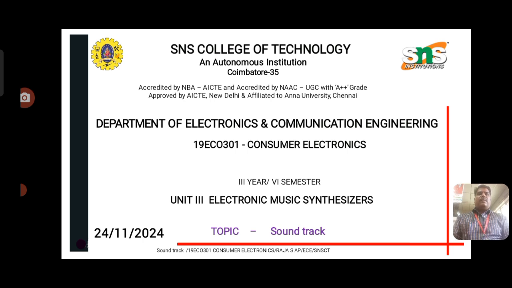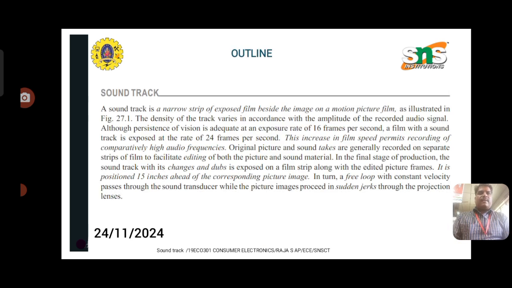Now in this video, we are going to see the importance of the soundtrack. The soundtrack is a narrow strip of exposed film beside the image on a motion picture film, as illustrated in the next figure. The density of the track varies in accordance with the amplitude of the recorded audio signal. Although precision of vision is adequate at an exposure rate of 16 frames per second, a film with a soundtrack is exposed at 24 frames per second. So mostly soundtracks are available in either 16 frames or 24 frames. This increase in film speed permits recording of comparatively high audio frequency range.